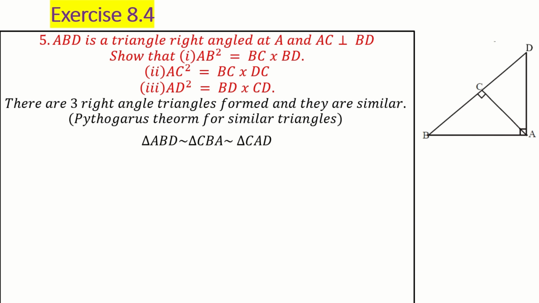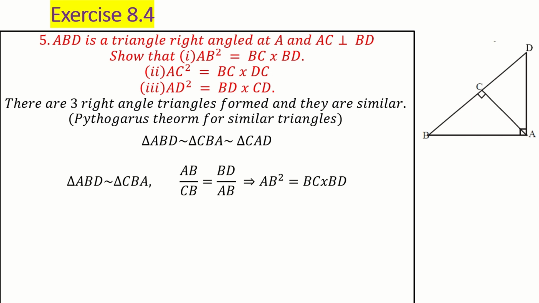These three are the similar triangles. Okay. Basically, you need AB square, right? So you take two triangles which have AB. These two triangles have AB. Correct. So you take those two. Then write AB by CB equal to BD by AB. Since these are similar triangles, very easy, right? So AB square equal to BC into BD.